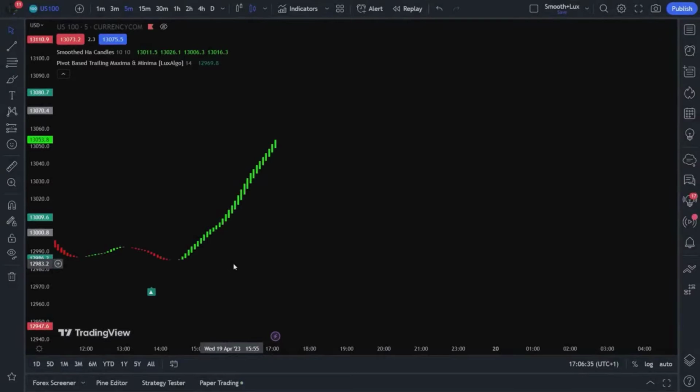Here are the entry requirements. First, the pivot-based trailing indicator must have printed a blue signal like so. Secondly, the Smoothed Heiken Ashy Candles must be green and uptrending.